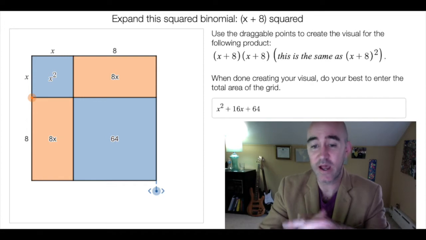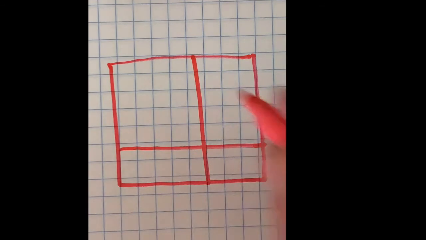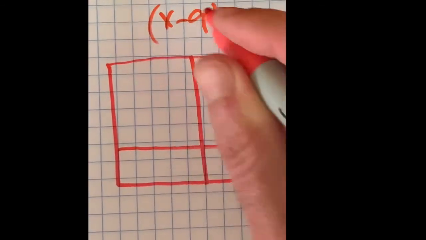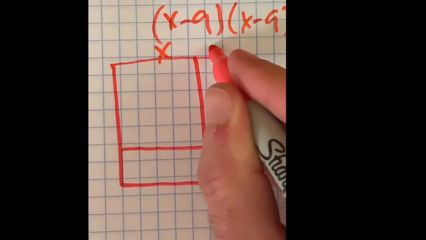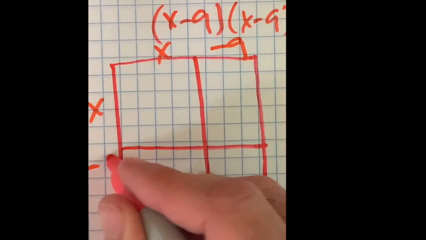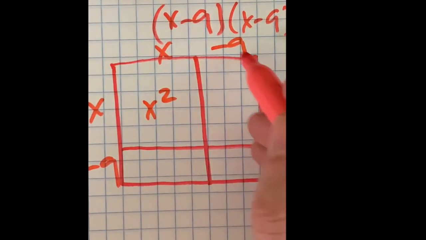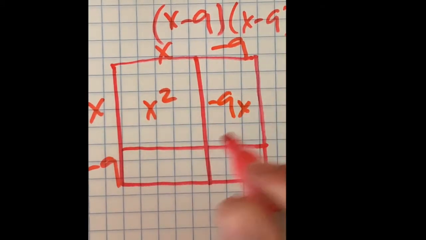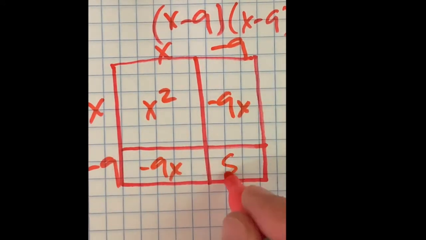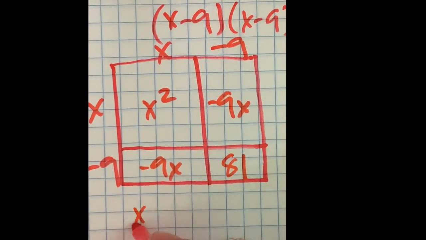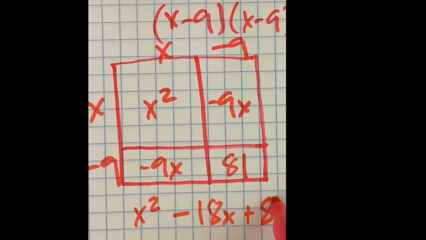For the second problem, I actually did it on my paper, so I want to show you how I did that. Okay, so let's see how we find x minus 9 times x minus 9. So I'm going to write x, and instead of plus 9, I'm going to write negative 9, and x and negative 9. The area of this square is x squared. The area of this rectangle is negative 9 times x, that's negative 9x. Negative 9 times negative 9 is positive 81. And so my final answer is x squared minus 18x, I'm adding these two together, plus 81.